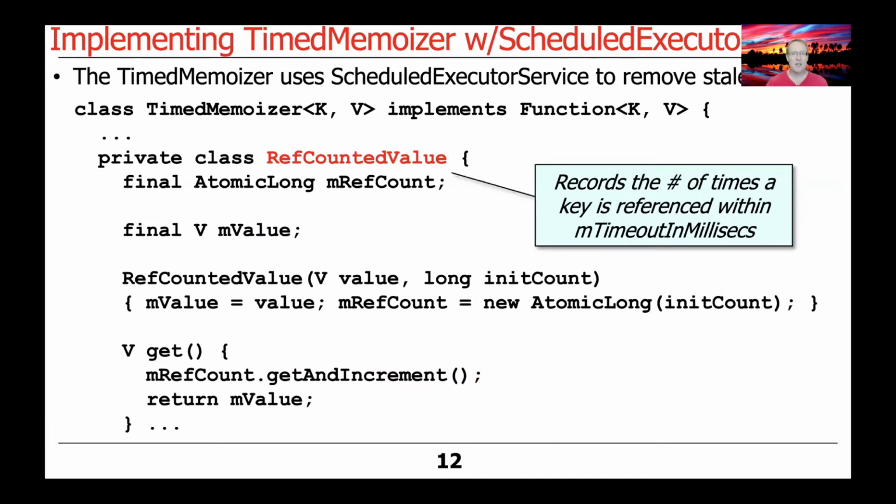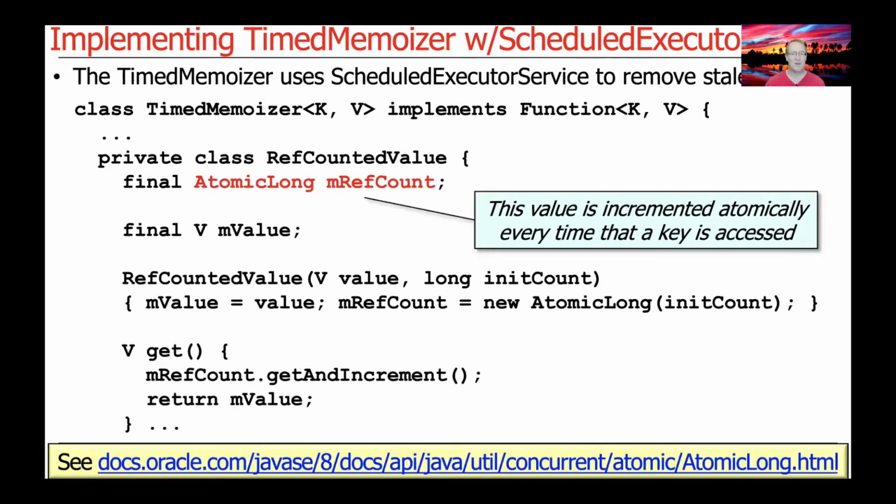Here's the ref counted value. As you can see, it's a nested class that records the number of times that a key is referenced within the M timeout in milliseconds period. And it's got some interesting features. It uses a field which is an atomic long. We've looked at atomic long before. You did an implementation for a spin lock using a variant of this, using atomic Boolean or atomic reference, but basically the same idea. It allows us to atomically increment this count every time that a key is accessed. And we make this atomic because this could be called from multiple threads, and we want to make sure that the values are not corrupted.